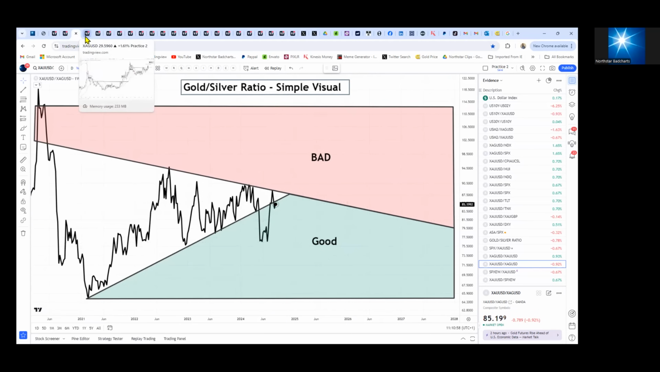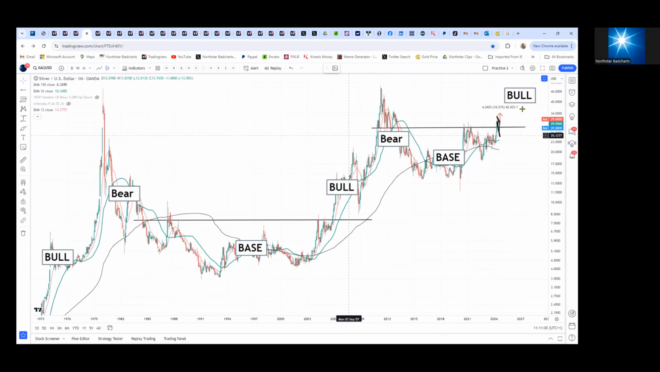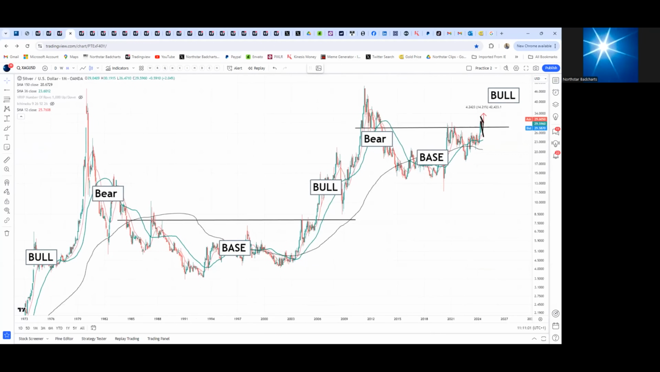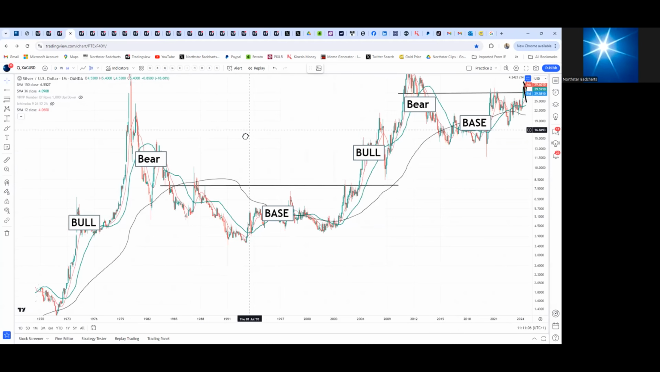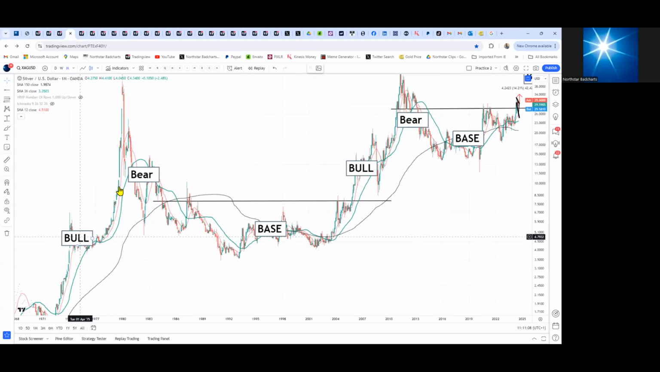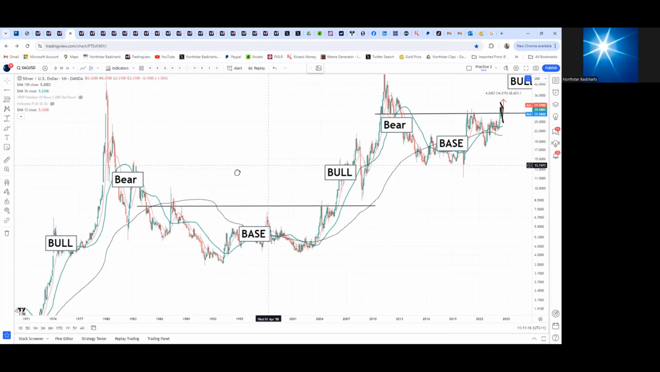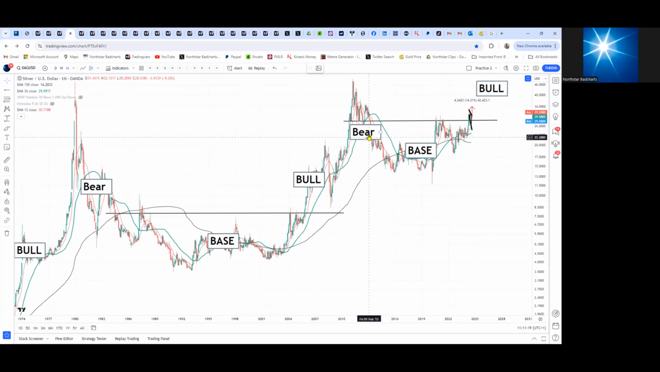Now, looking at silver itself, and this is again using the forest to tree approach. So we're looking at the big picture first, and this goes all the way back to the 1970s. I've labeled the bull market for silver, bear market, the basing period, next bull market, which broke out here and rose all the way up to the top here. So that was a bull market. And then we had a bearish phase.